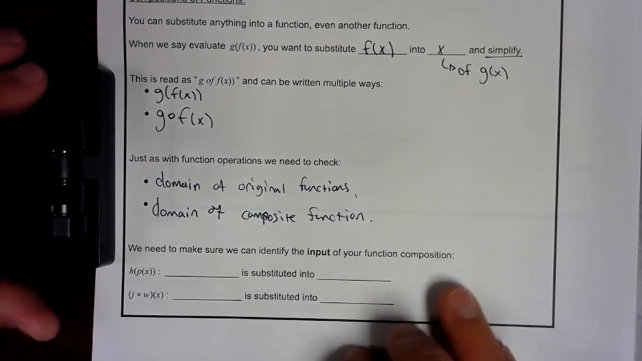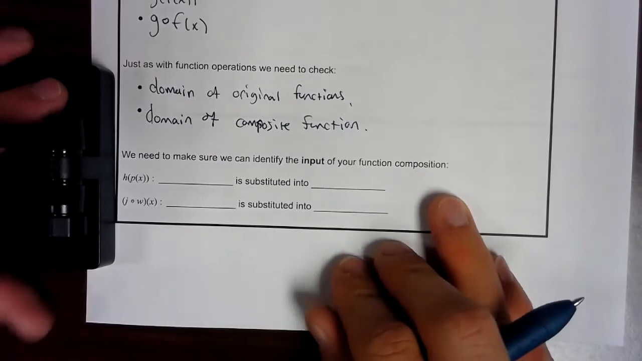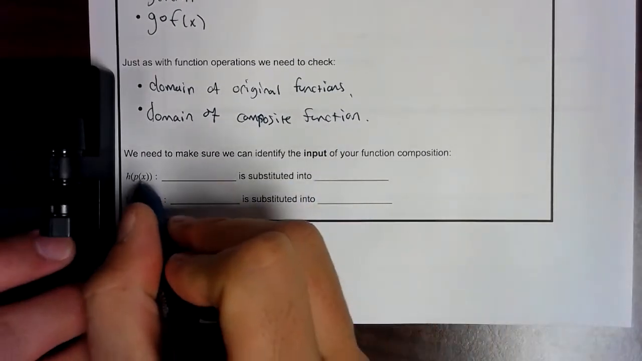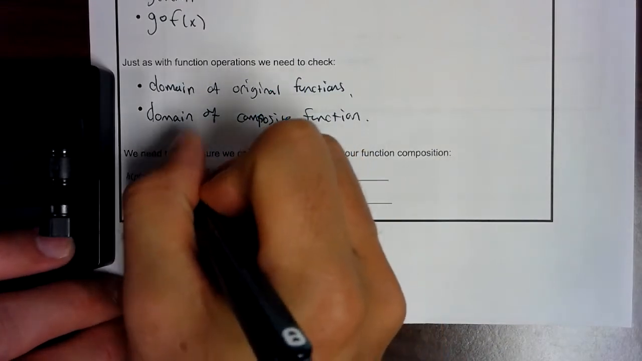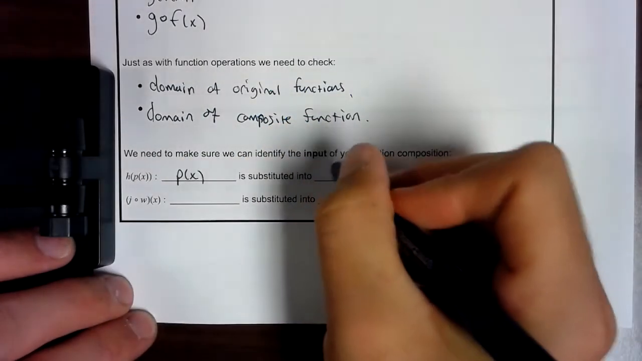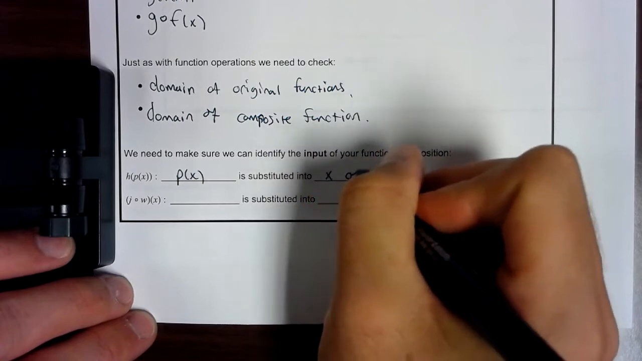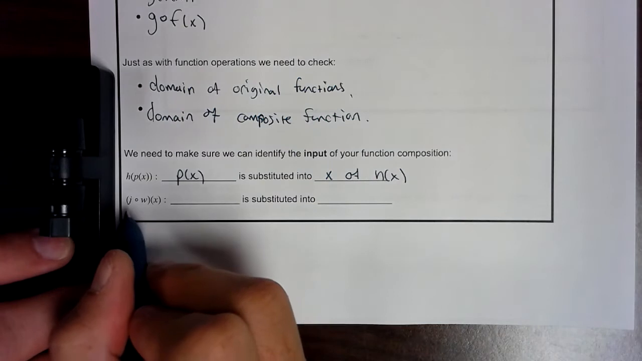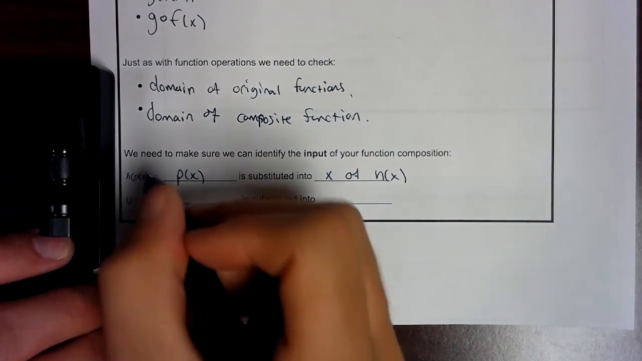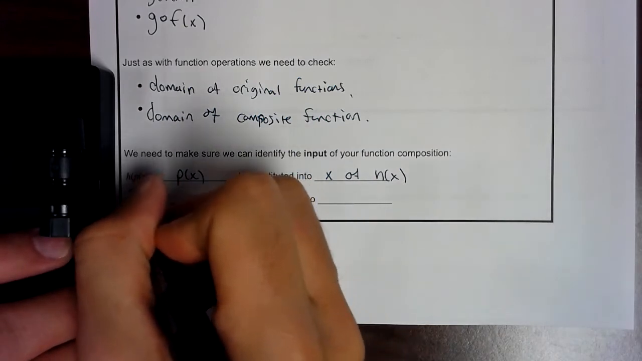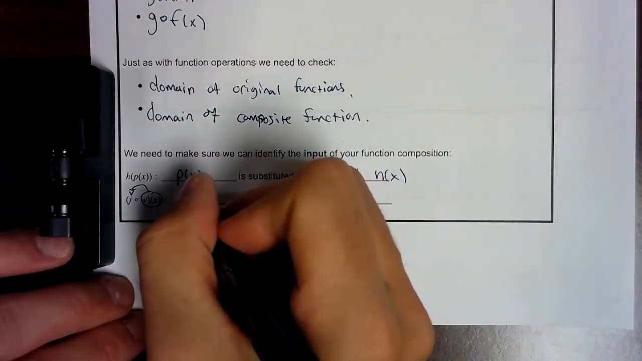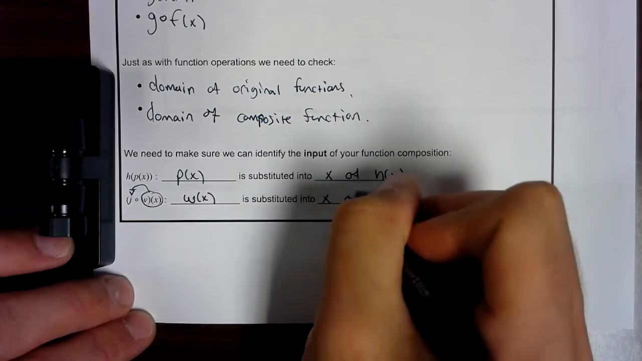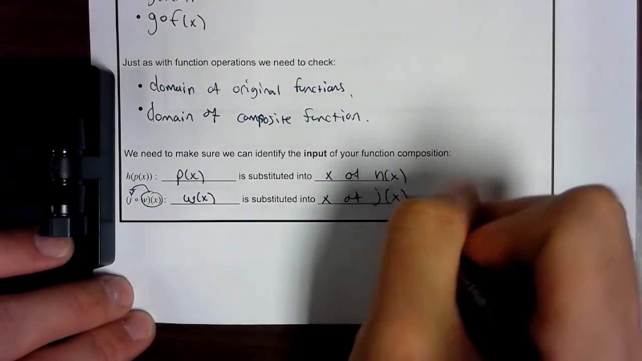depending on what f of x and g of x are. Now, we want to make sure that we can identify the input. This is kind of like what we talked about, where if we see h of p of x, that means take p of x and substitute it into the x of the h of x function. And down here, where we see g composed with w of x, it's always the inside function getting plugged into the first function. So this means we're going to take w of x and substitute into the x of j of x.